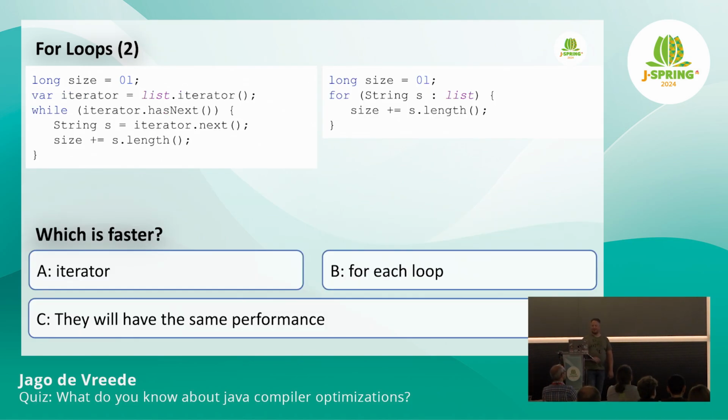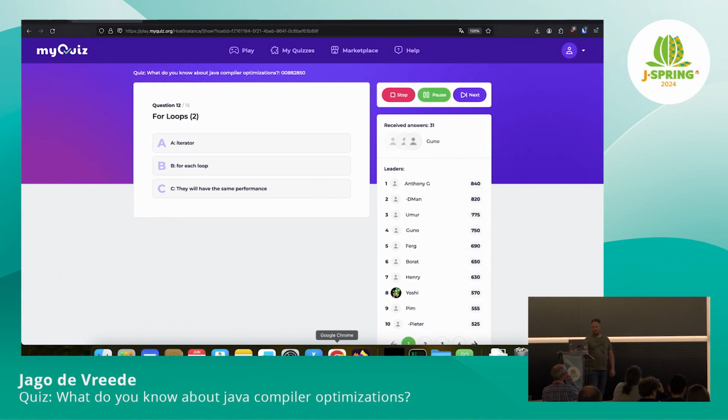All right, another one. The while iterator versus the enhanced for loop. What do you think? So is the iterator faster, the for each? Or are they the same?